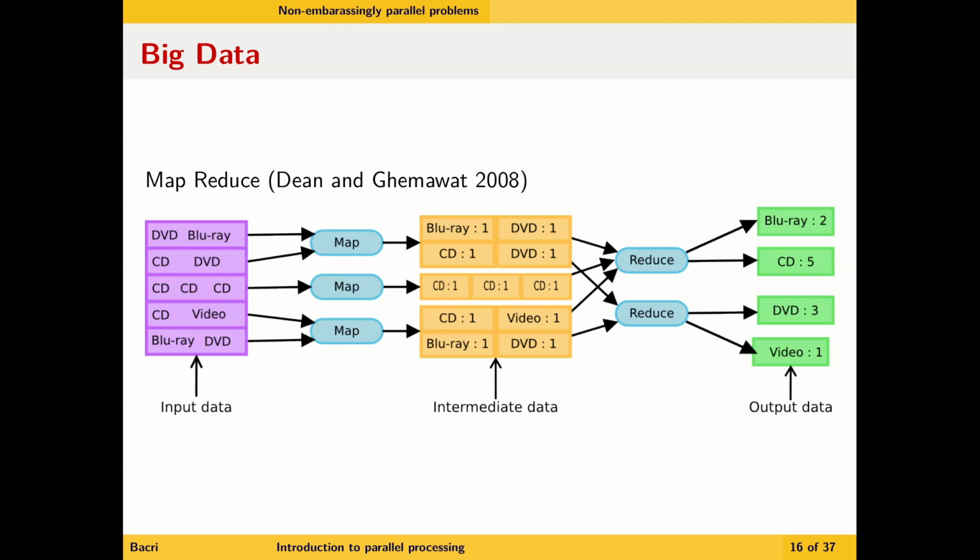This was done by 2 Google researchers in 2008, and this can be applied to a wide range of problems, but this is very simplified, and the values here, 1, are not really useful, but this is an example of how it works when you want to count all the words in thousands of documents.